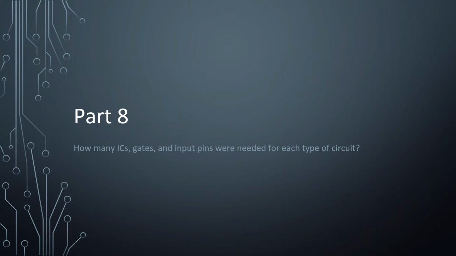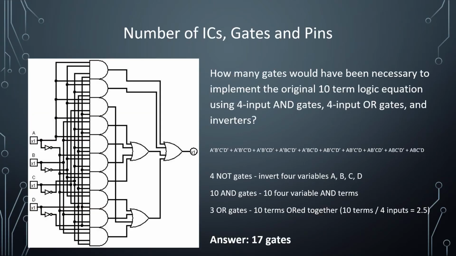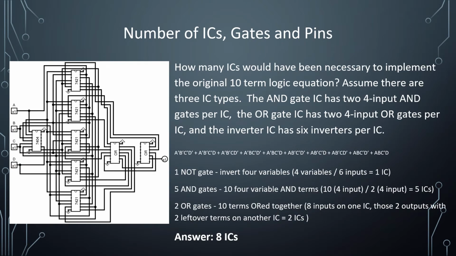Part 8 has us count up the ICs, gates, and input pins to compare the differences. First, let's look at the original 10-term logic equation. We would end up with 4 NOT gates, 10 AND gates, and 3 OR gates for a grand total of 17 gates. To implement that equation with physical 7400 parts would result in 8 ICs and a convoluted mass of traces similar to the image here.